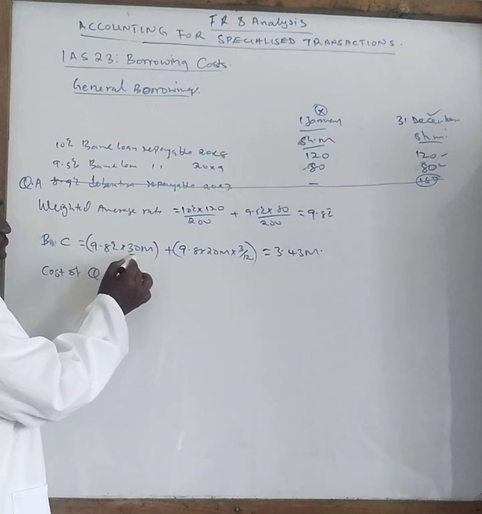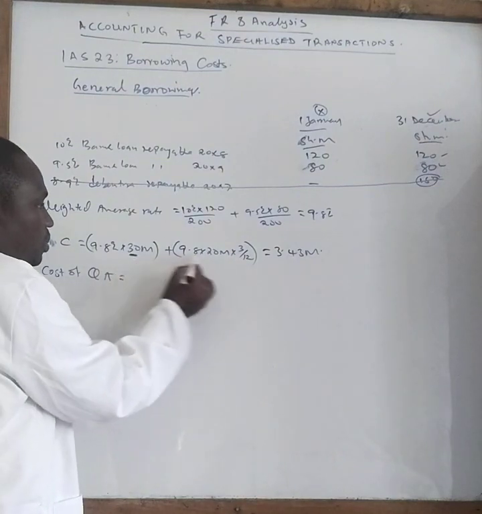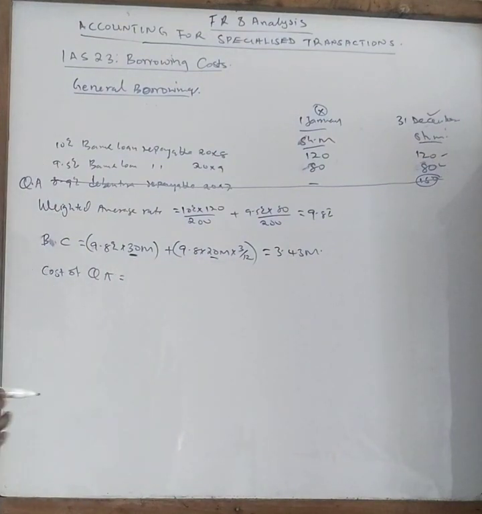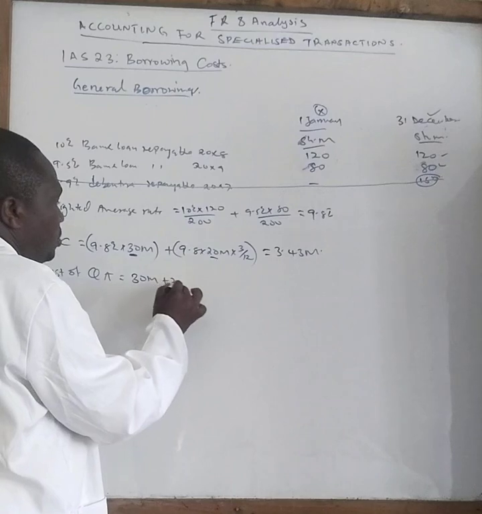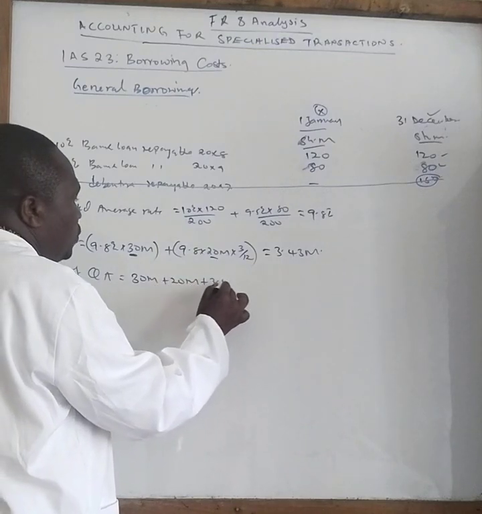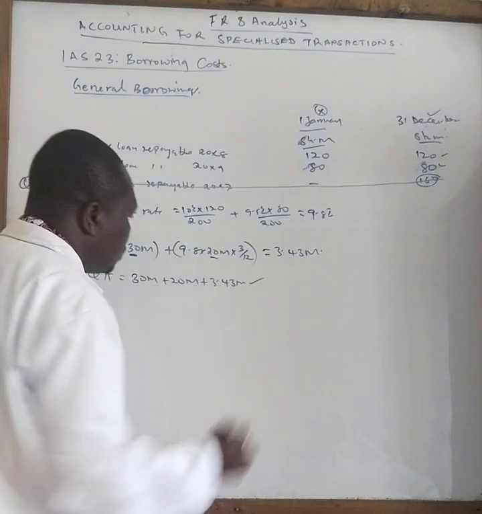It will be 20 million plus 30 million. You get 50 million plus the borrowing cost. So the qualifying asset here will be 30 million plus 20 million plus 3.43 million. You get the cost of what?